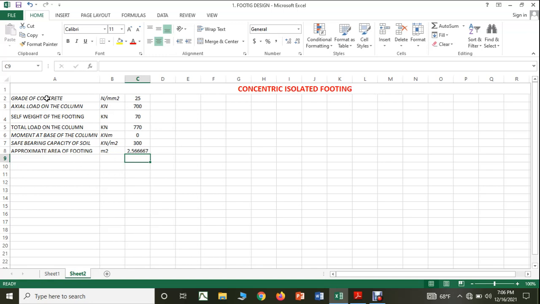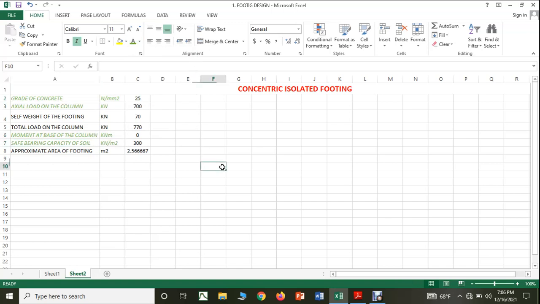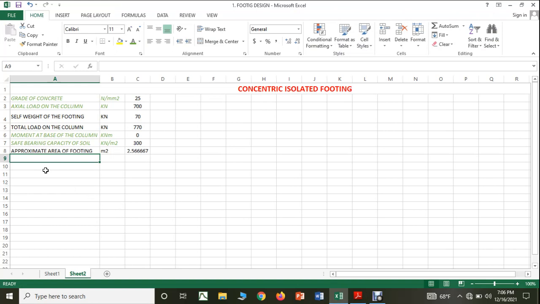So what I'll do is, better whichever are the input values, let me highlight them with some color, let's say green color. Green color indicates input value. So the approximate area you will get. Your next step after that is finding out the longer dimension of the footing, that is capital L, right?